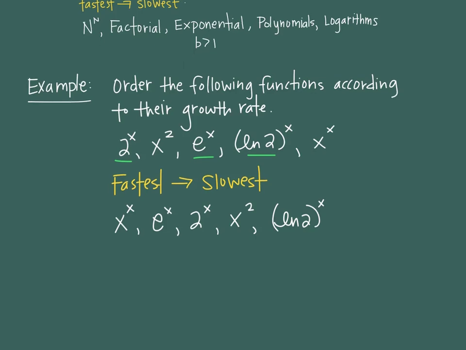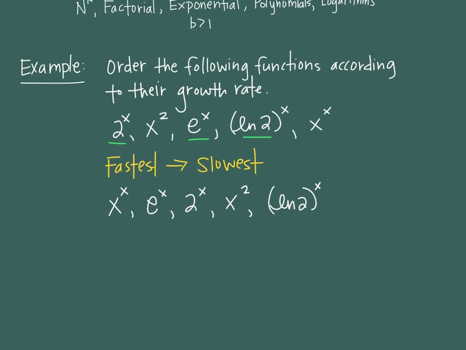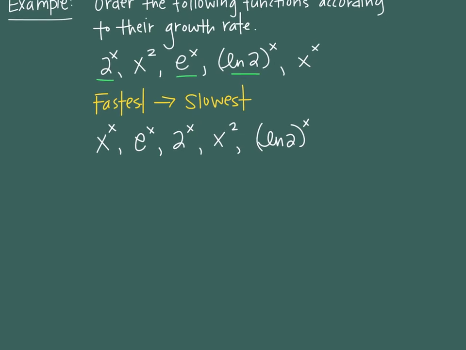Why is x squared before the natural log? Because if you even just think about their shapes, x squared is a parabola going up like this. The natural log of 2, because it's a number that's less than 1, it's a decreasing function. So it's not growing at all. It's decaying, it's decreasing. So because it has a negative growth rate, we definitely put that at the end.